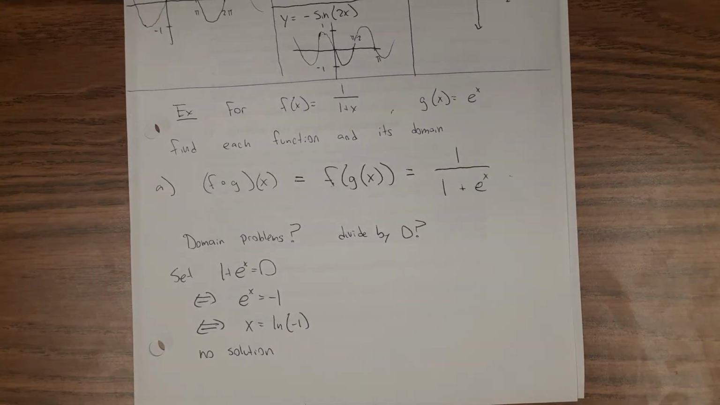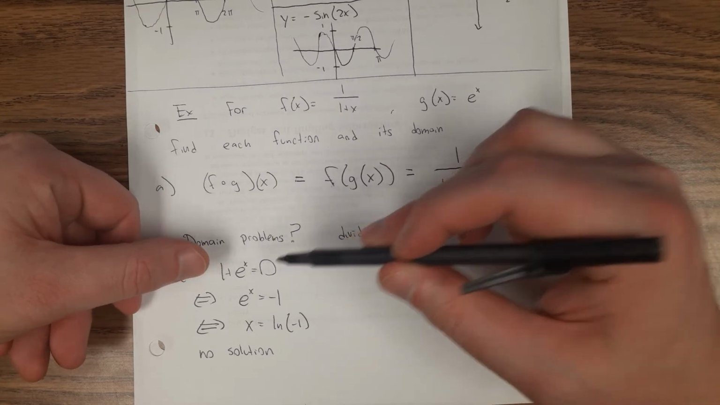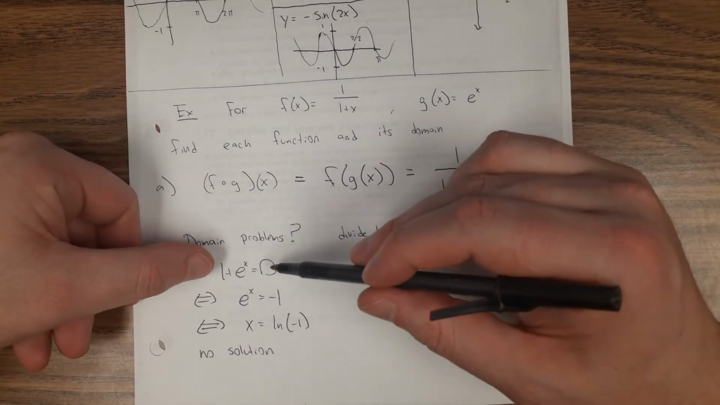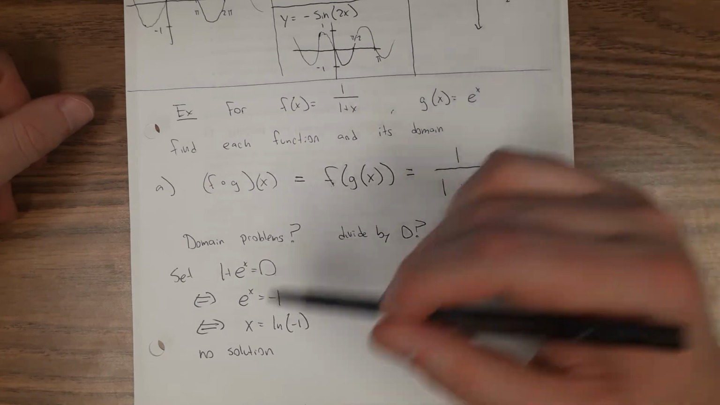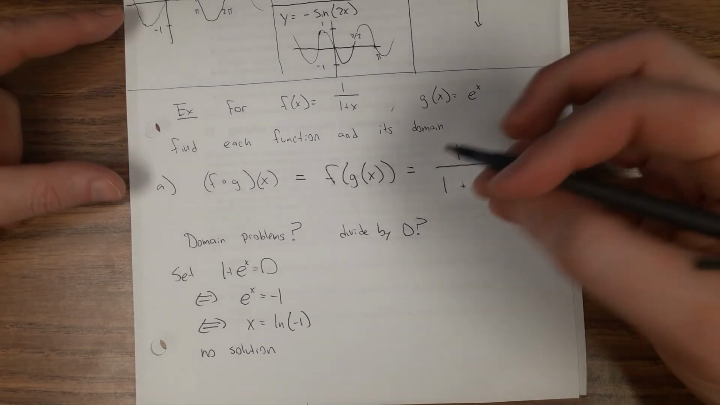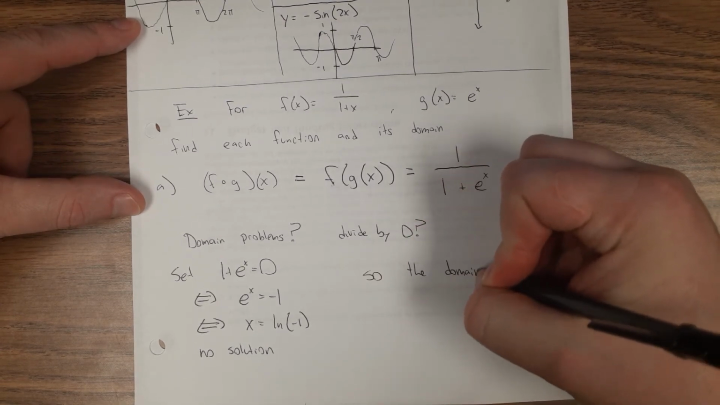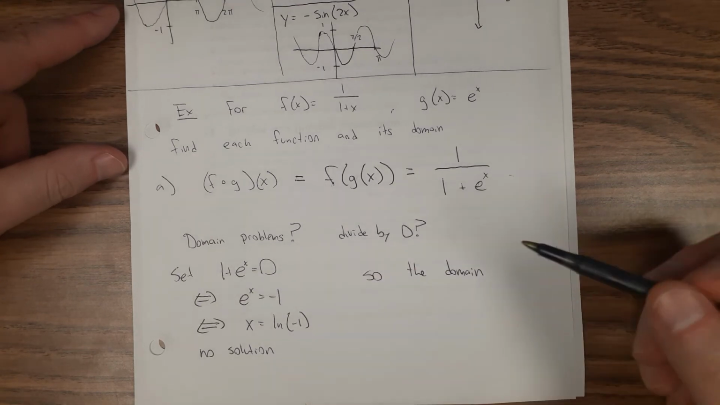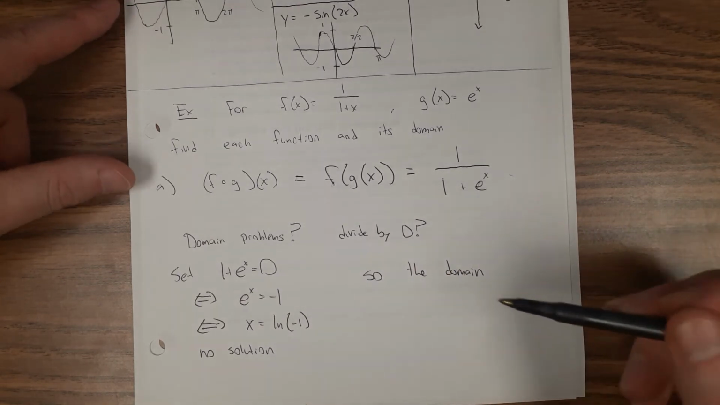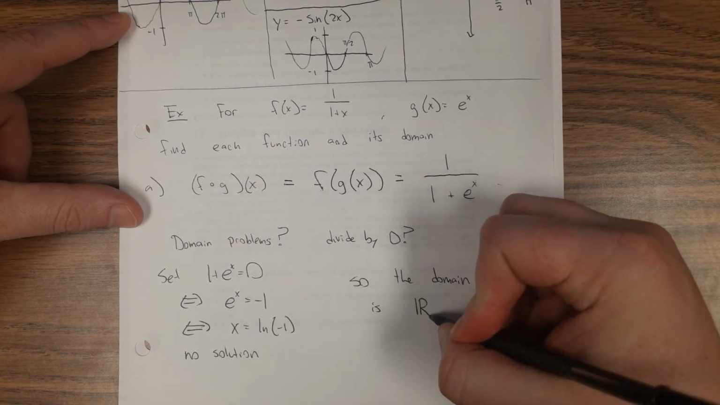So what does that mean? That means that this thing that we were worried about dividing by 0, that actually never happens. There's no value of x that would cause us to divide by 0 here. So even though we were worried about that, we checked it out and it was fine. So the domain is all real numbers.